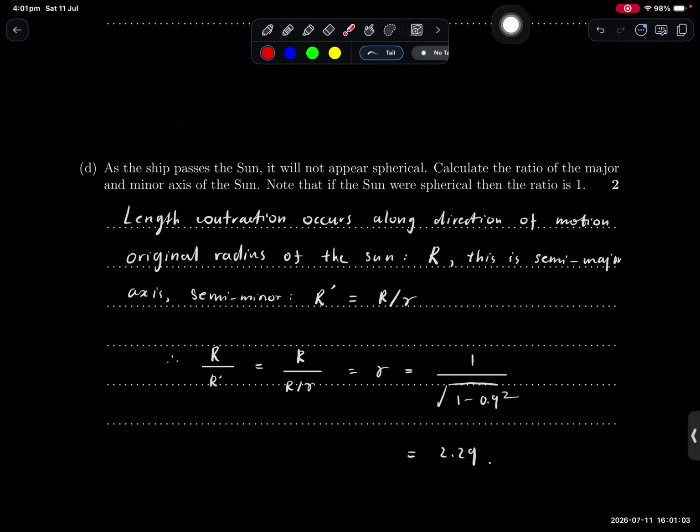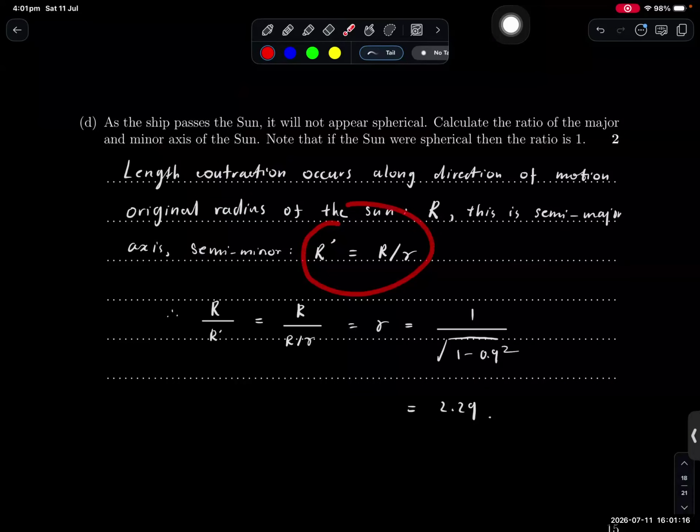The length contraction occurs along the direction of motion. The original radius of the sun is r. This is the semi-major axis. In terms of the semi-minor axis, it's just Lorentz contracted.